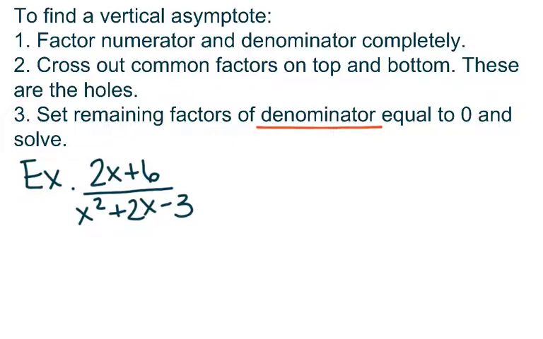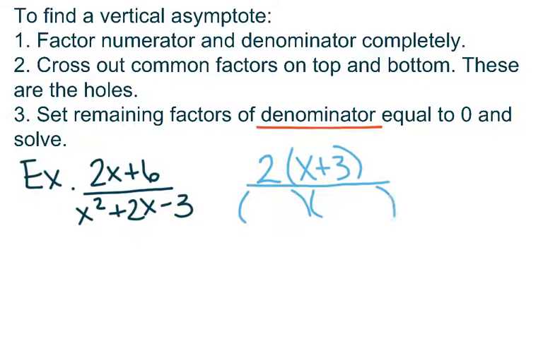Okay. So first thing, I want to factor the numerator and denominator completely. So the numerator, I can take out a 2 GCF, and I'm left with x plus 3. The denominator, I have to factor that quadratic. It's the shortcut method. I'm just looking for two numbers that multiply to give me -3, but add to give me 2. So x plus 3 and -1. So that's step 1, factor numerator and denominator completely. Step 2, cross out common factors on top and bottom. So I'm going to cross those out because there's a hole at x equals -3.